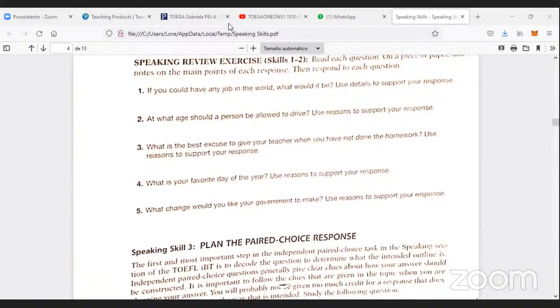Okay. So now, number three. What is the best excuse to give your teacher when you have not done the homework? In this case, you could talk, for example, about past situations, maybe in the school, in the university, or if you didn't have an experience, you could tell about another friend.